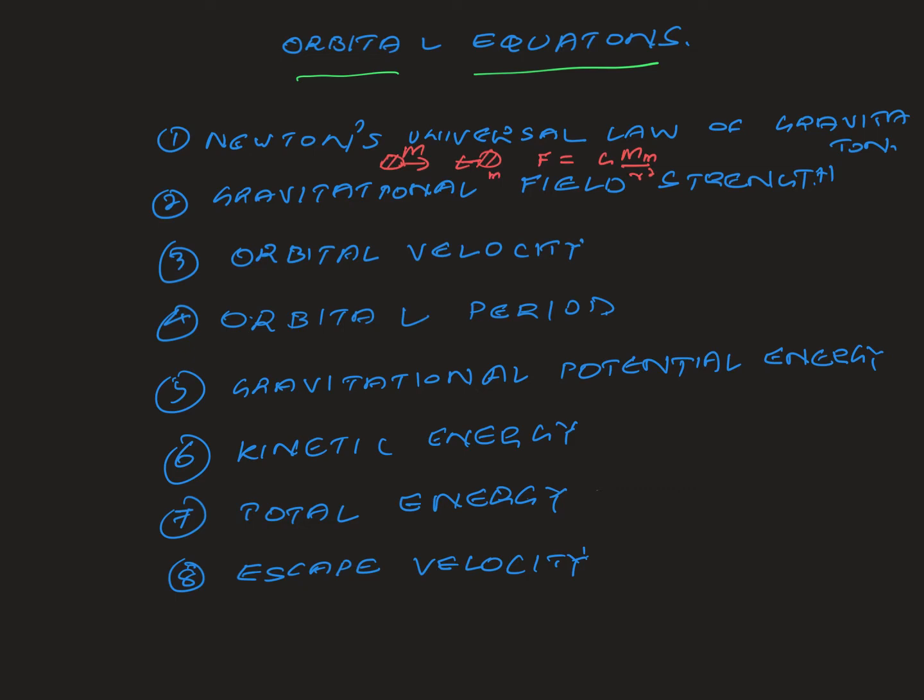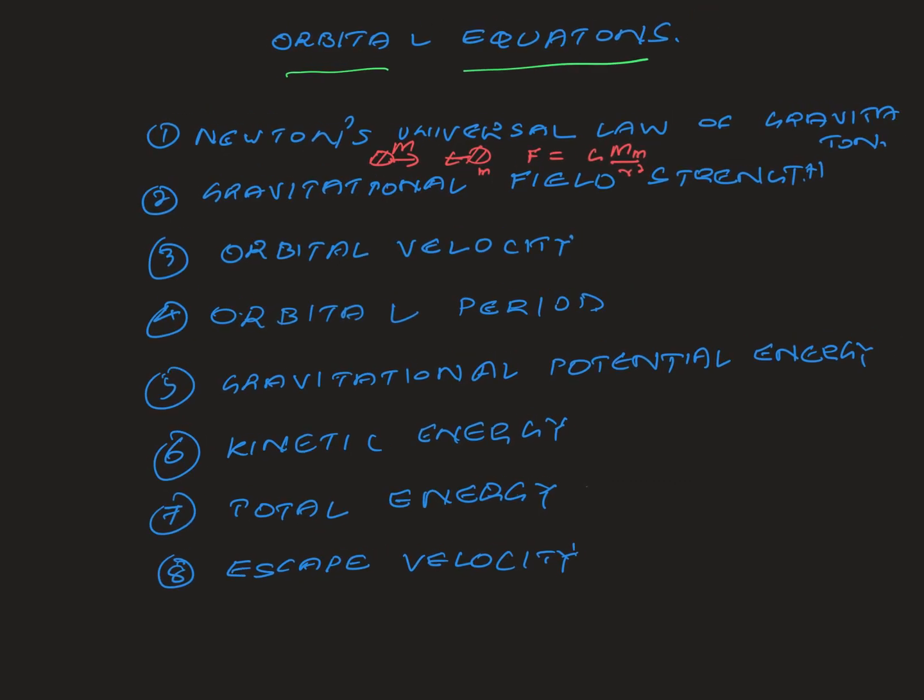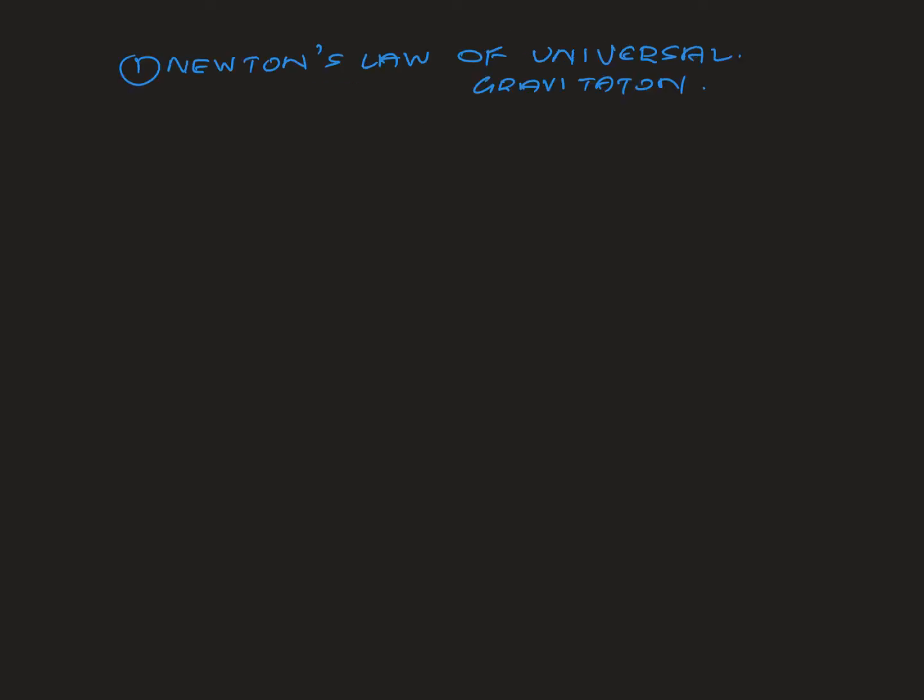This is the equation that we will be using to find the equations for most of these variables, like orbital velocity, orbital period, gravitational potential energy and escape velocity. So let's go through everything one by one a bit quickly because it's a revision video. The first one is Newton's law of universal gravitation.